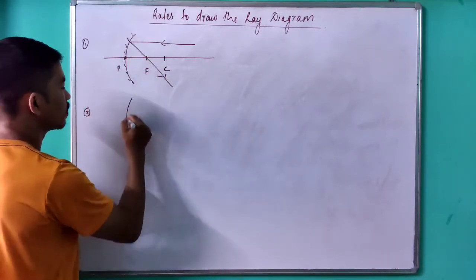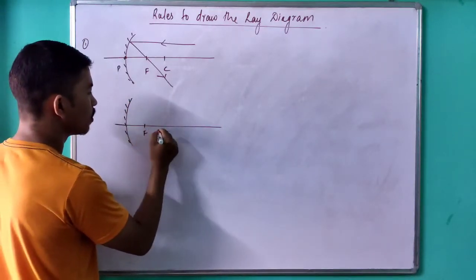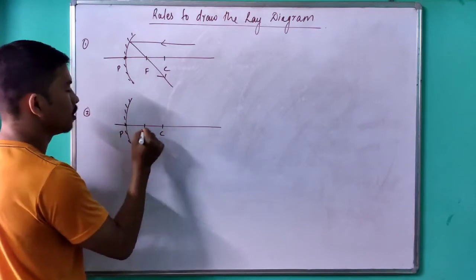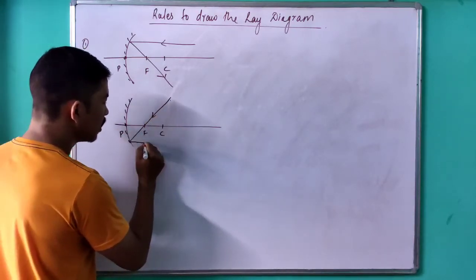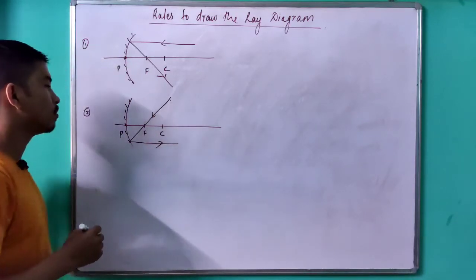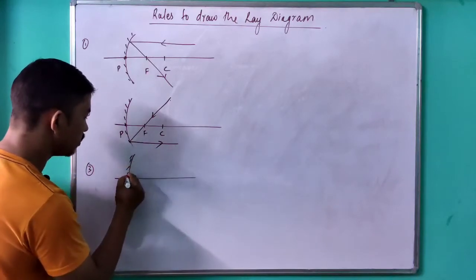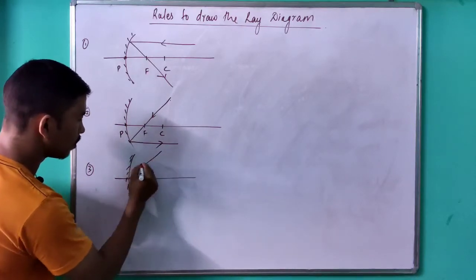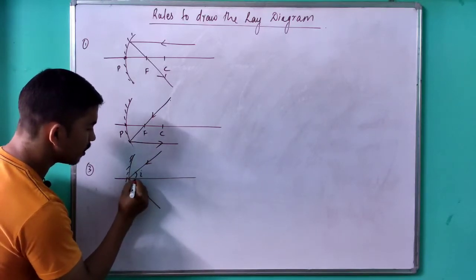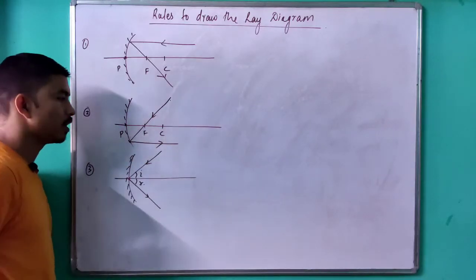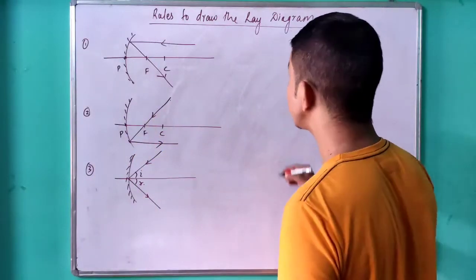The second one is, if any ray is passing through the focus, after reflection it will emerge parallel to the principal axis. And the third one is, if any ray is incident at the pole, it will get reflected back in the same way, with the angle of incidence i equal to the angle of reflection r. The same may be followed in case of a convex mirror as well.